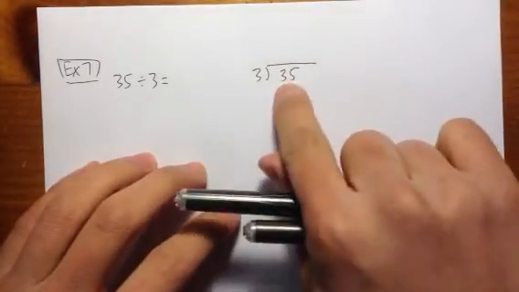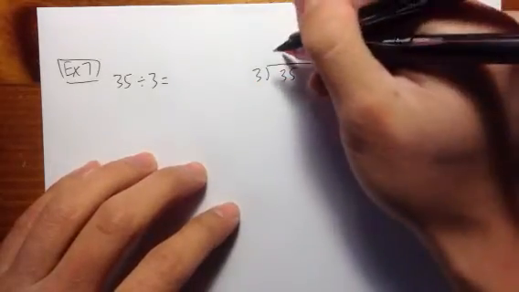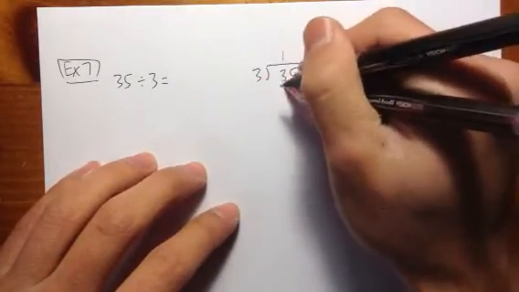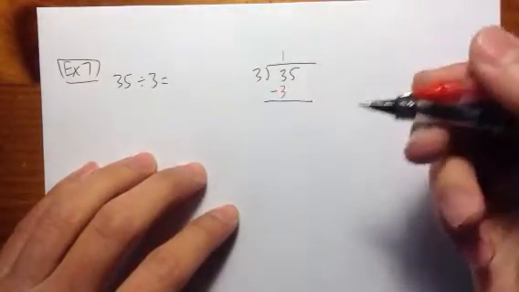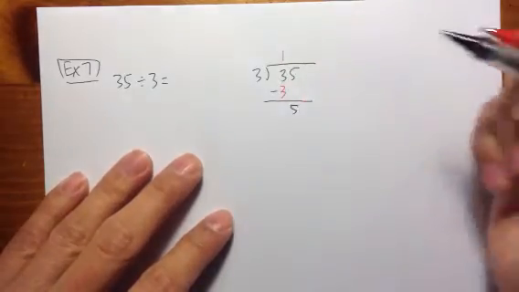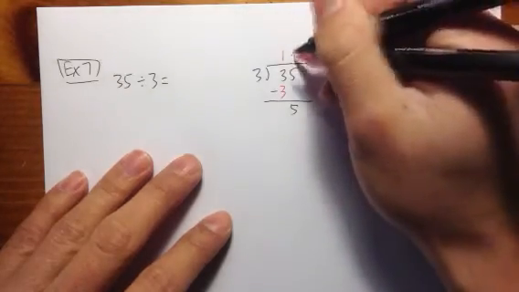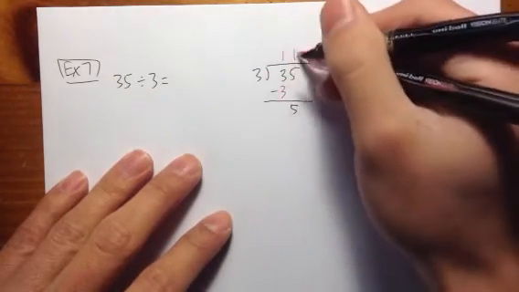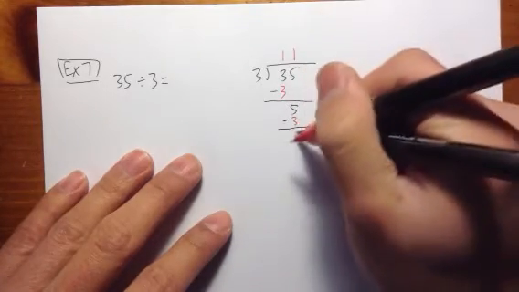3 goes into 3. 3 goes into the first digit, right? 3 goes into 3 once. 1 times 3, it's 3. And subtract. 3 minus 3, you get 0. So, just bring down the 5. And then 3 goes into 5 at most once, because 1 times 3 will give you 3. When you subtract, you get 2.